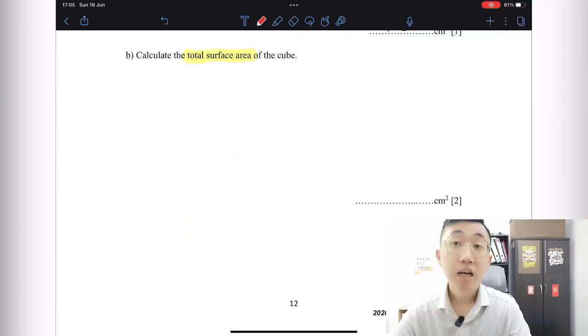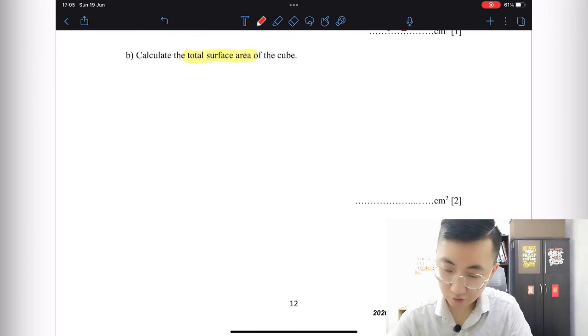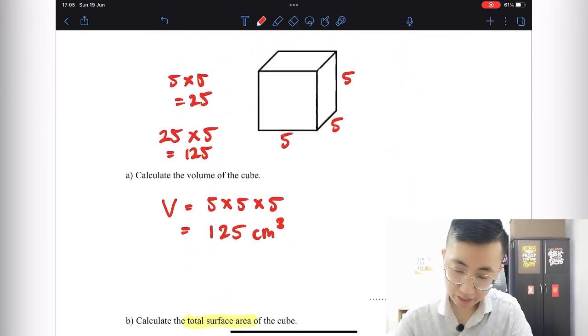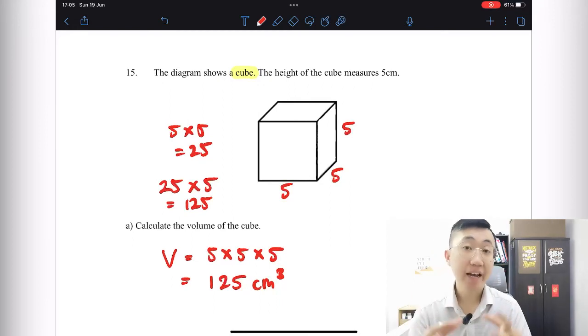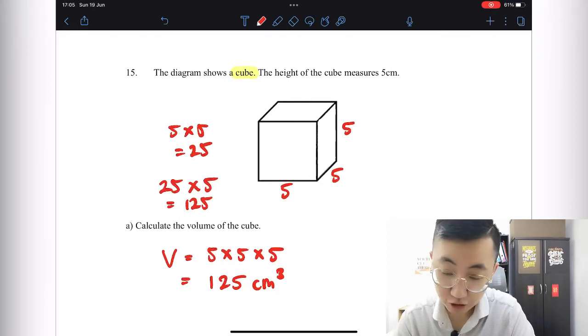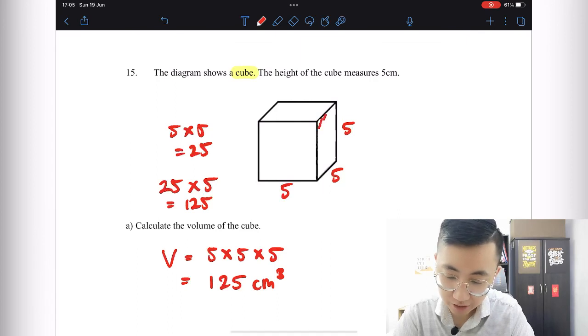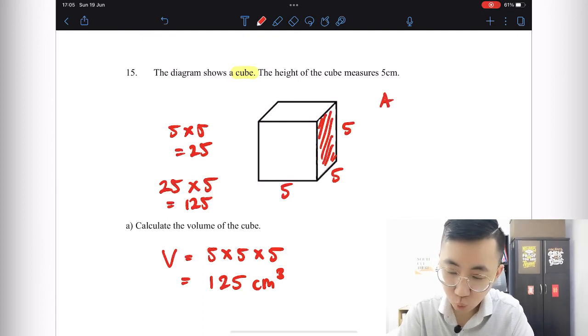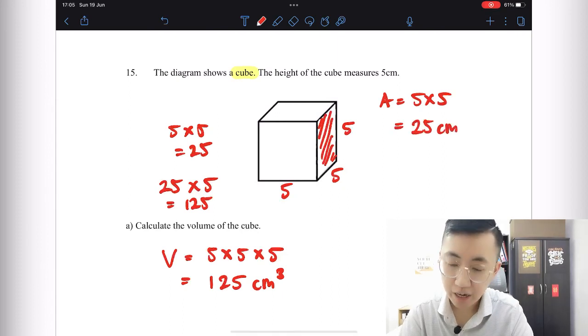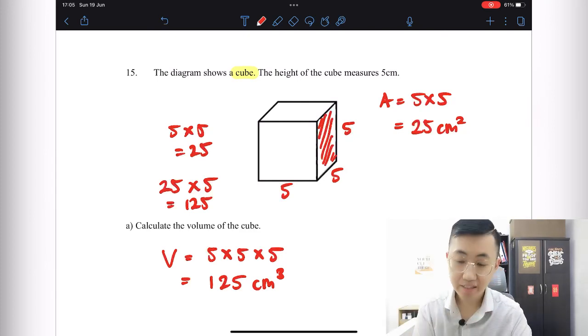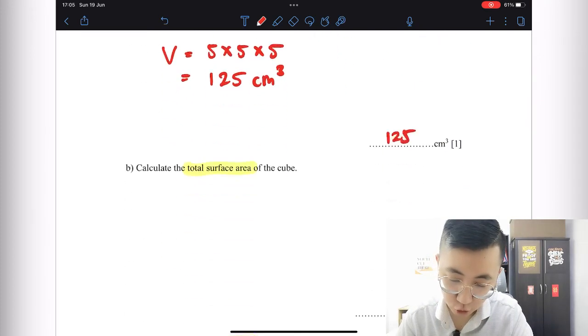Last question, B. Calculate the total surface area of the cube. A cube has 6 surfaces, so you need to total them up. To find the area of one surface, let me cross out like this, you know that it's actually 5 times 5. So the area of one side is 5 times 5, 25 cm square. And you need to multiply by 6 surfaces. Let me show you the working.